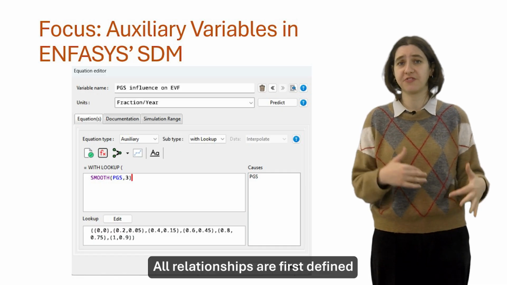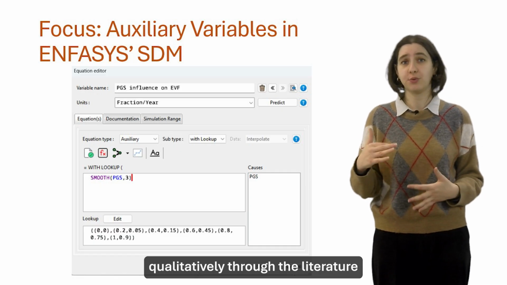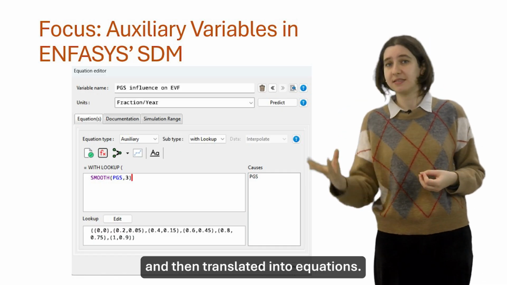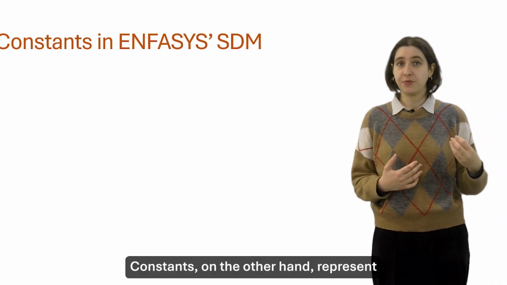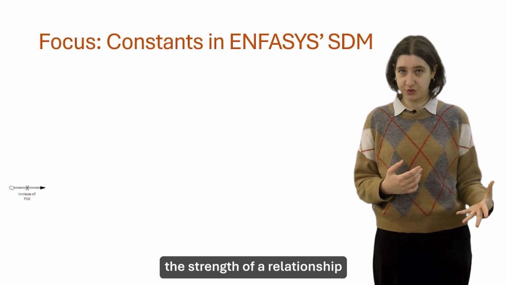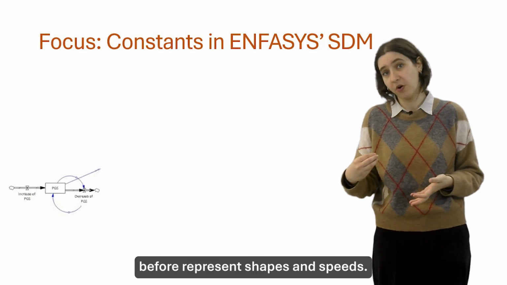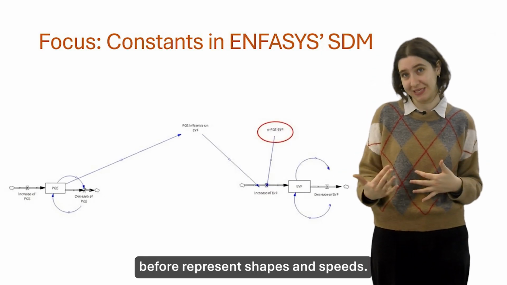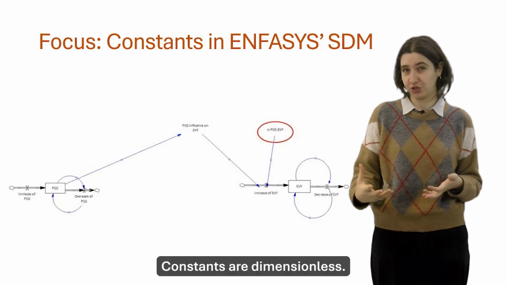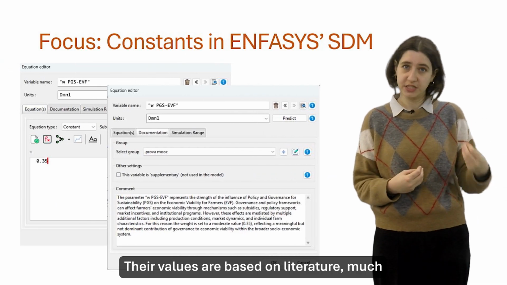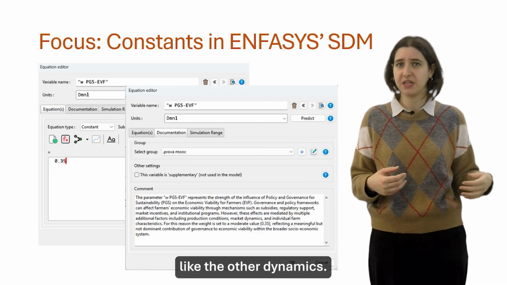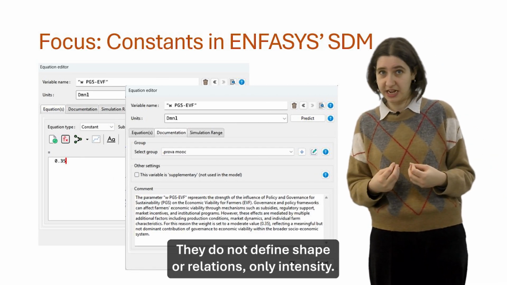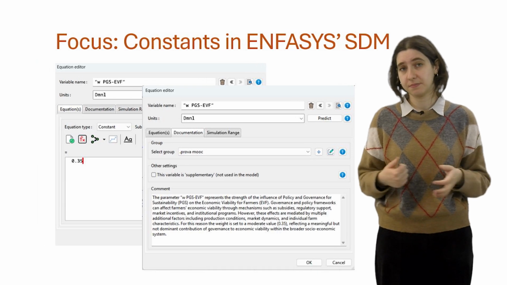Our relationships are first defined qualitatively through the literature and then translated into equations. Constants, on the other hand, represent the strength of our relationship, while the functions shown before represent shapes and speeds. Constants are dimensionless. Their values are based on literature, much like the other dynamics. They do not define shape or relations, only intensity.